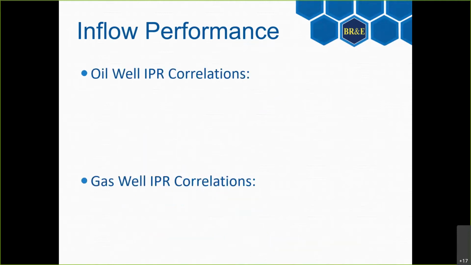So I said there are lots of different IPR correlations that are out there. They all have a general relationship there, but the intricate pieces of the equations are a bit different. In terms of oil wells, we actually have 4 different IPR correlations that you can use. I believe the default is the Vogel correlation, and that's the one that we will use today.